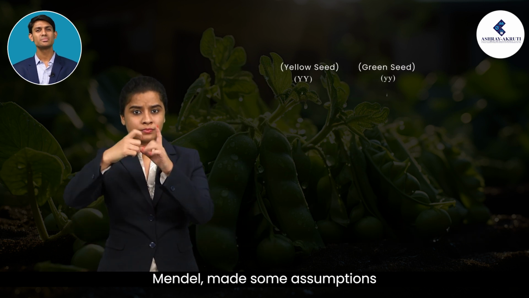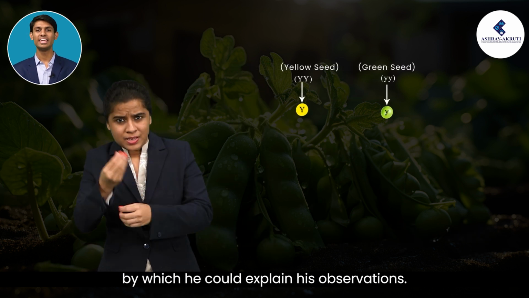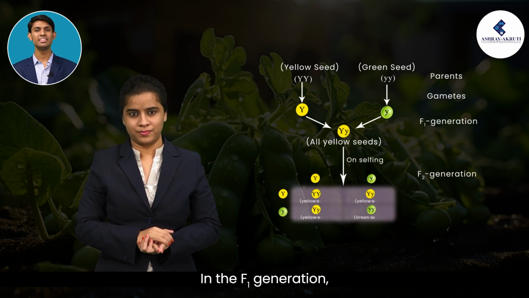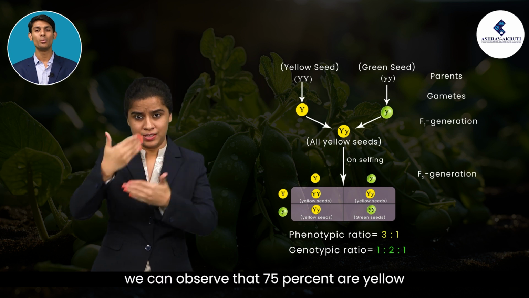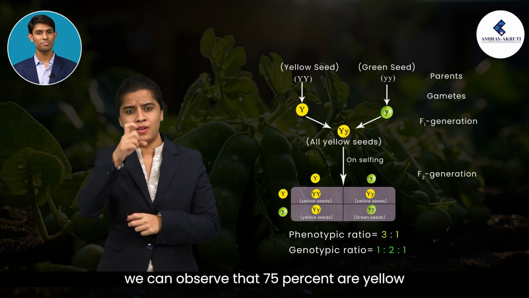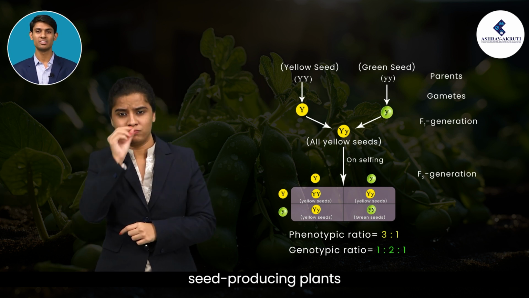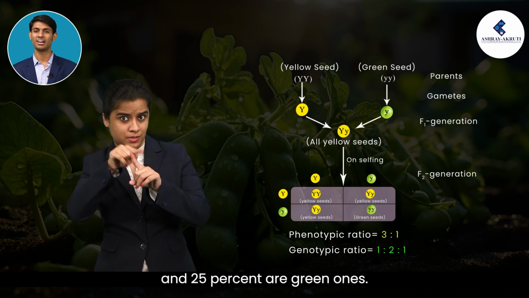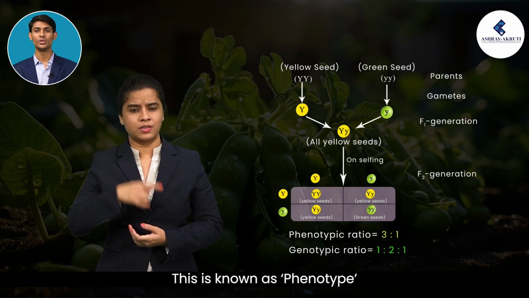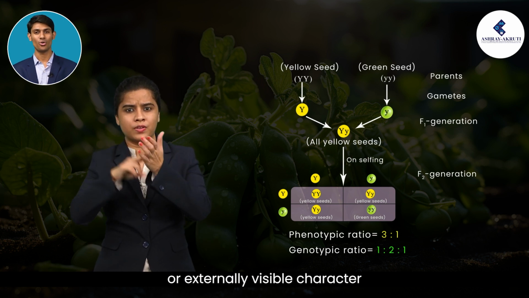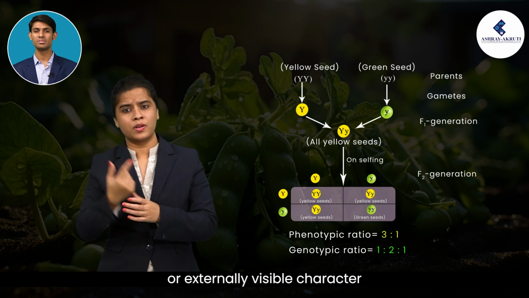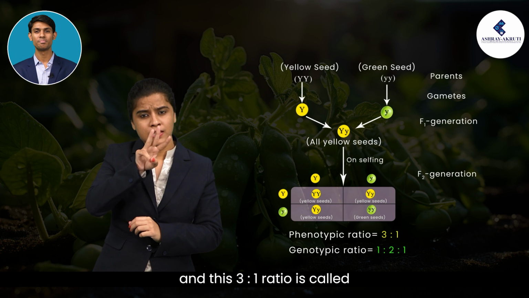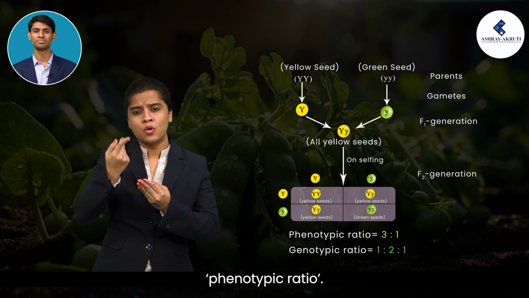Mendel made some assumptions by which he could explain his observations. In the F2 generation, we can observe that 75% are yellow seed producing plants and 25% are green ones. This is known as phenotype or externally visible character, and this 3:1 ratio is called phenotypic ratio.